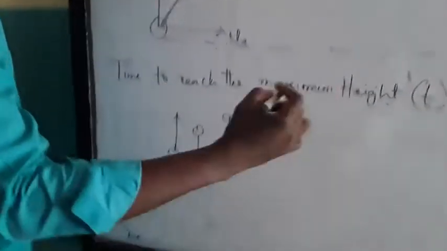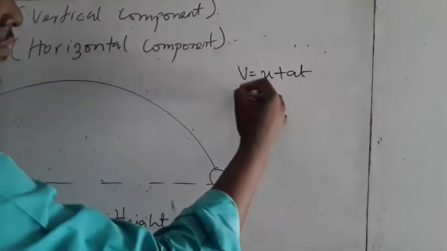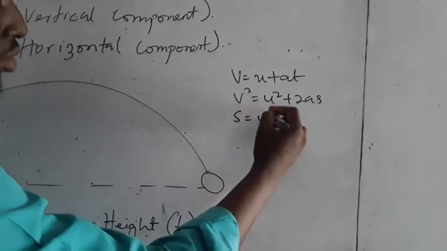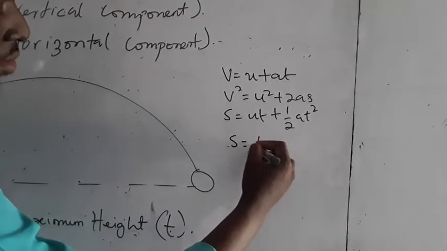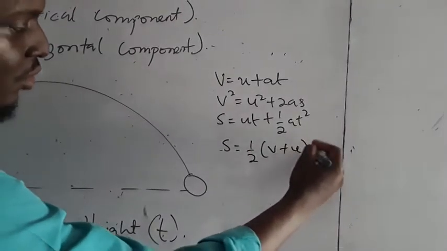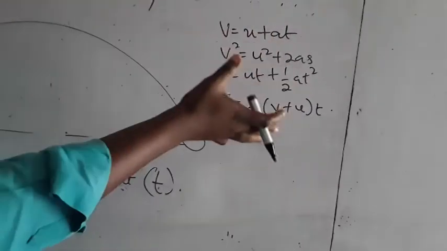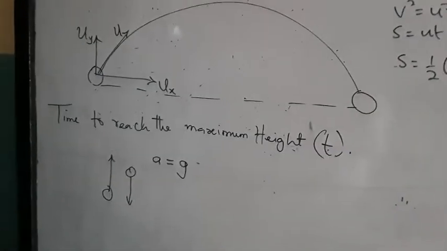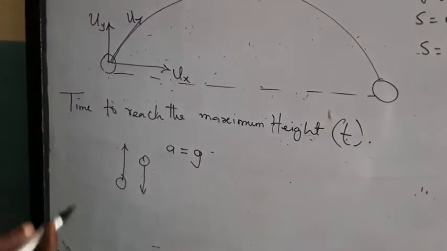From the previous class, I showed you some equations of motion. V equals U plus AT. V squared equals U squared plus 2AS. S equals UT plus 1 over 2 AT squared. And S equals 1 over 2 (V plus U) T. Now, we are going to be using some of these equations to derive the time to reach the maximum height, small t. How do we use it?